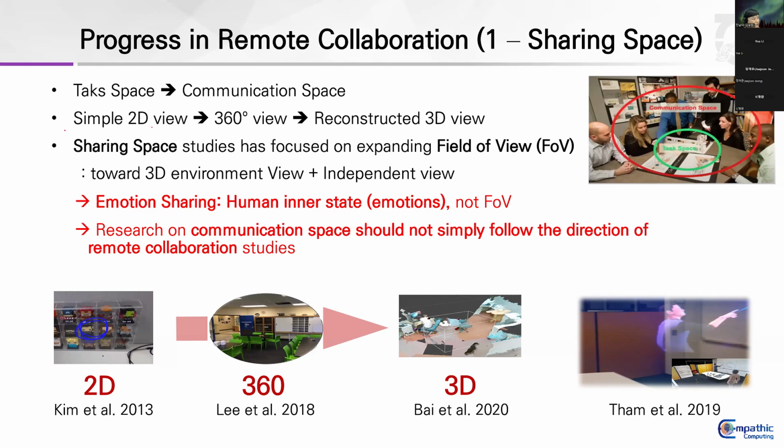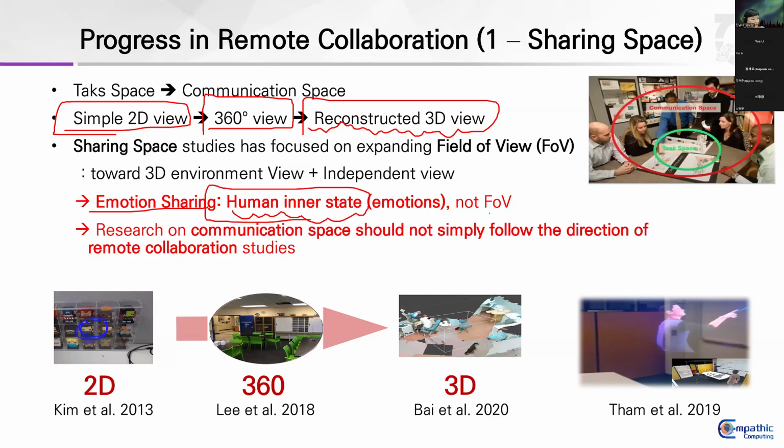They started studies with a simple 2D view, and maybe in the early to late 2010s they started to study 360 view, and these days they mostly use a reconstructed 3D view. But empathic computing is not about solving a task or sharing a task space. It's more complicated. Empathic computing is about sharing emotion. So the task is about a human inner state, not field of view. So we cannot simply take this research direction from remote collaboration.